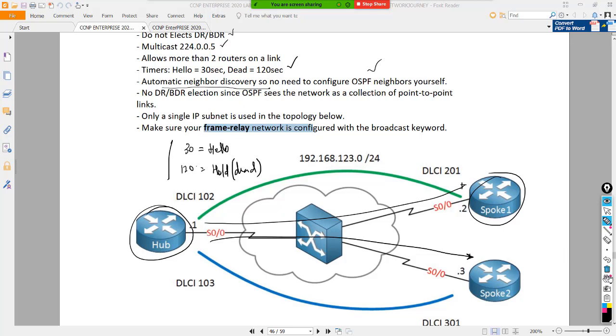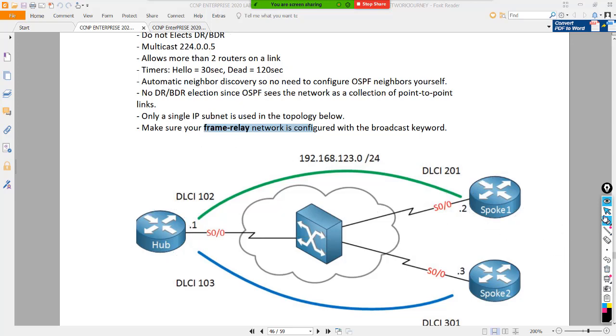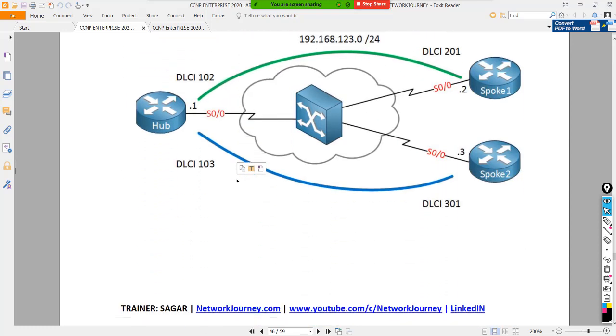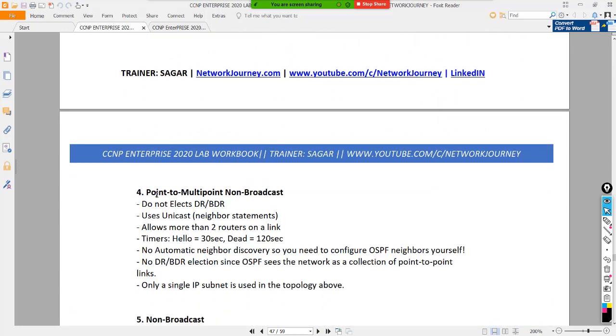But let me tell you the next one. So this was point to multipoint broadcast. Now if you talk about the next one, that is point to multipoint non-broadcast, in those scenarios there will be no automatic discovery happening. We have to manually define the neighbors.